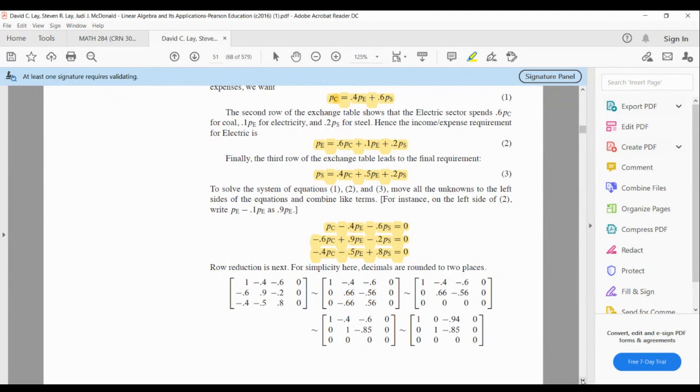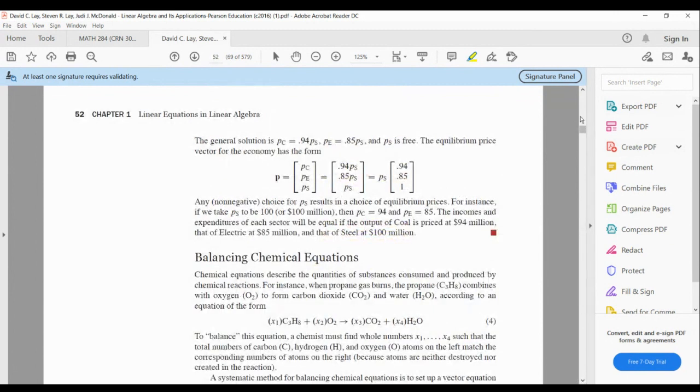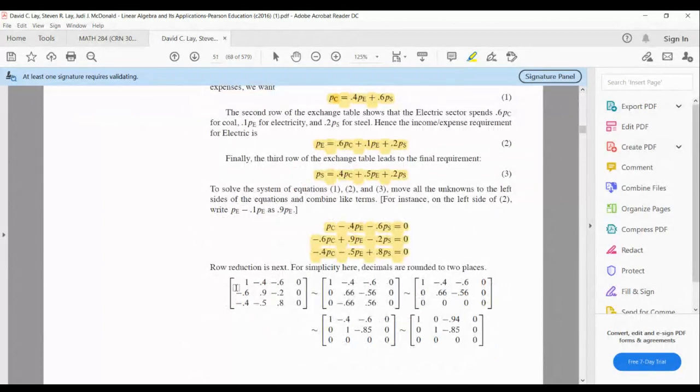So now we just set up the system and solve it. And they do some row operations here. But again, for section 1.6, you may use MATLAB to help you.